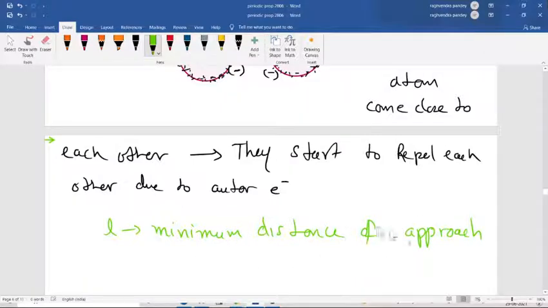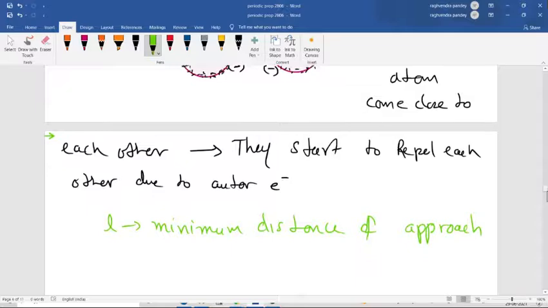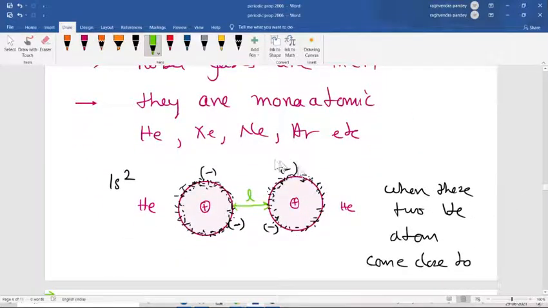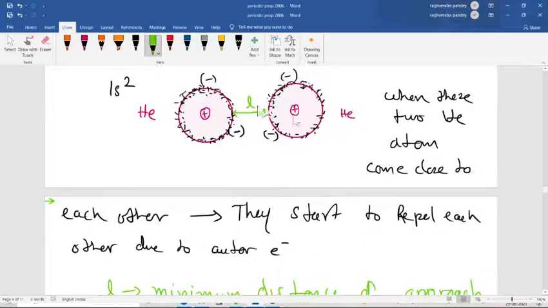L is the minimum distance of approach. Minimum distance of approach. Okay. So when L is the minimum distance of approach, what it suggests is that they cannot come closer than the distance L, because there is repulsion between them.